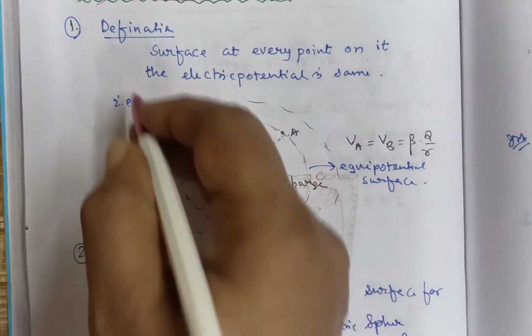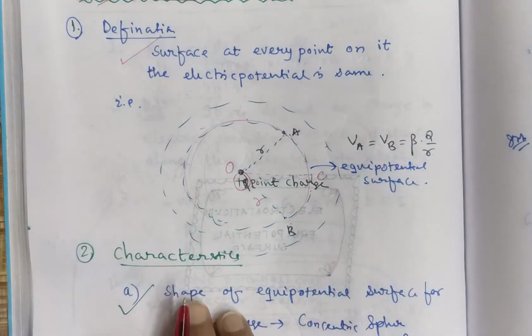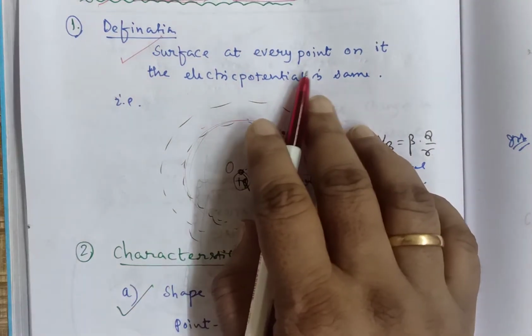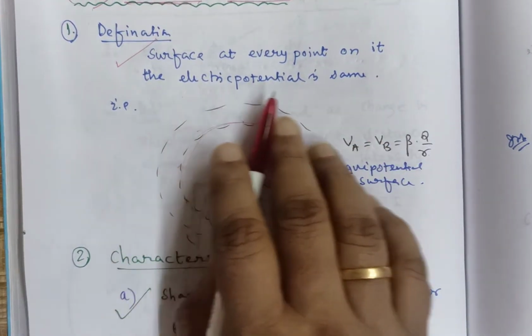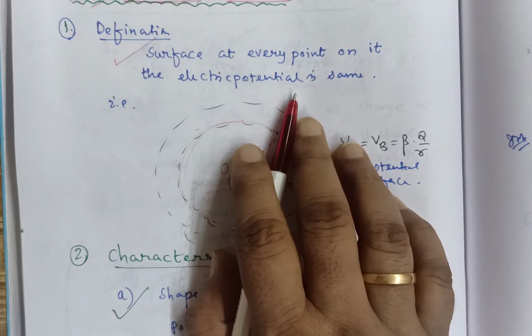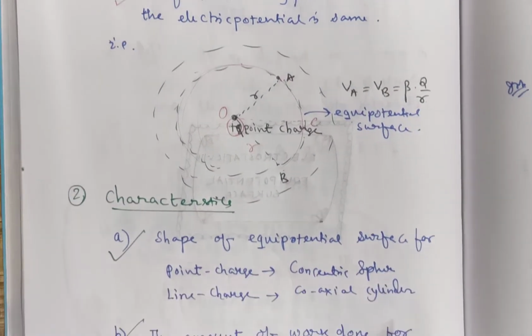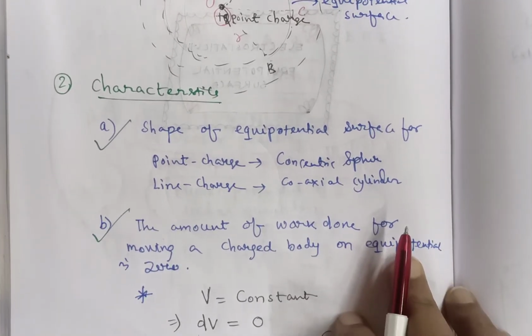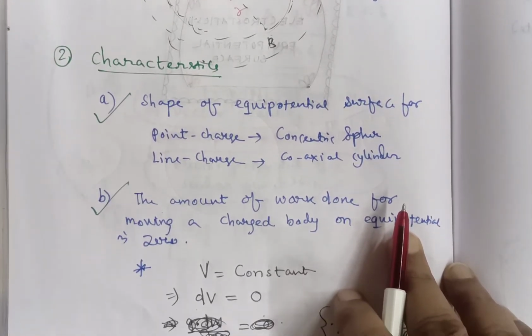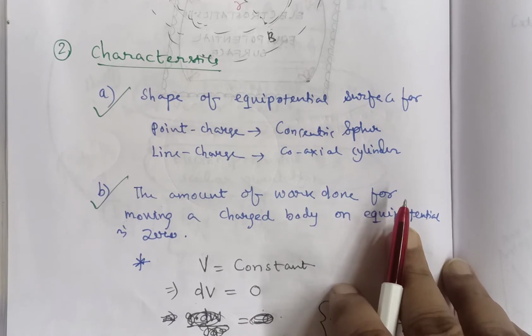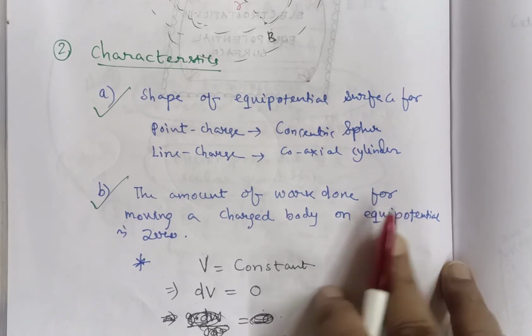So, what is the definition of an equipotential surface? The surface at every point on which the electric potential is the same is known as an equipotential surface. There are many characteristics that we have to discuss one by one, and these points are very important to make the concept clear and to answer short questions.